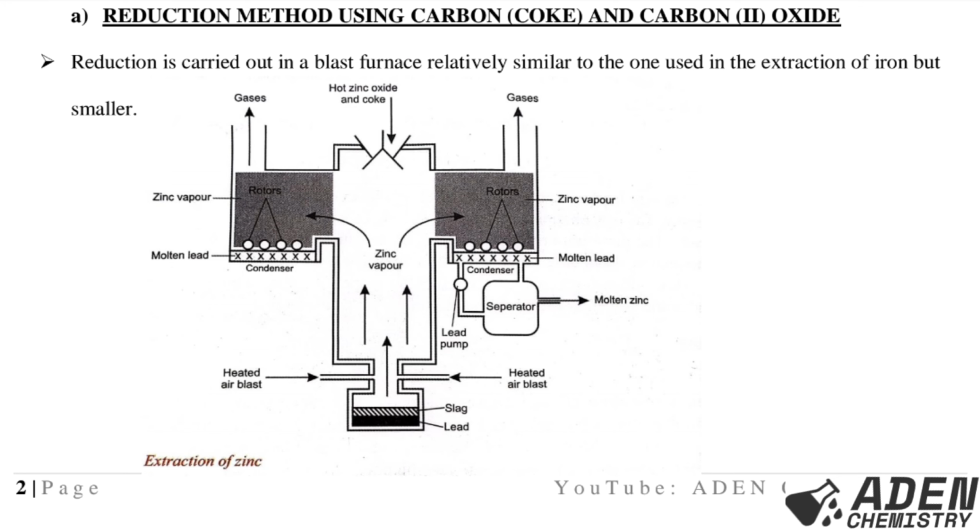So just like the way we were doing iron, here we are having zinc vapor, remember. So we are going to have here the condenser. In the condenser we have molten lead. We are having here the separator. In this separator, we are going to separate the mixture of lead and zinc, and we are told zinc is less dense than lead, so zinc will be floating on the surface of lead, where it is tapped off here.